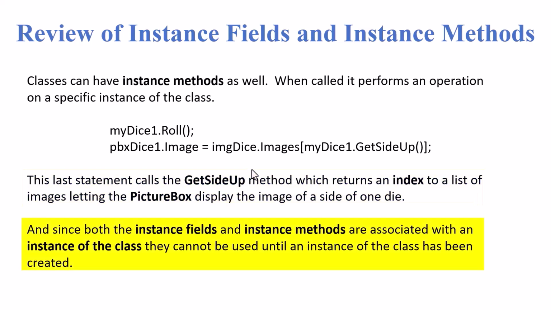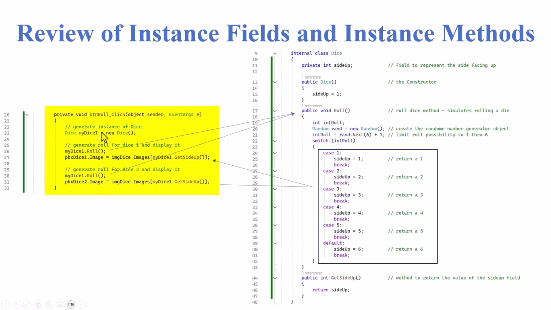And since both the instance field and instance method are associated with an instance of the class, they cannot be used until an instance of the class has been actually created. We have to actually create it first. Looks kind of like this. We have my dice equal new dice. So this is actually instantiating the dice class. Once we did that, we can do mydice.roll and actually roll the dice.